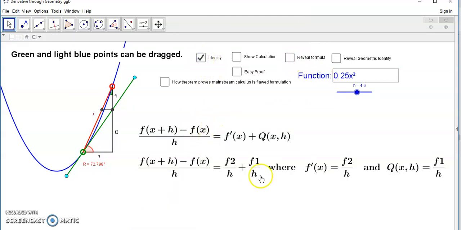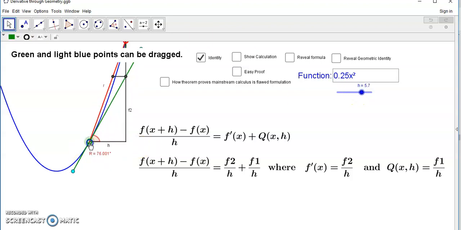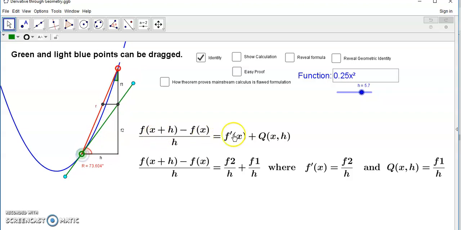So the identity simply states this, that the secant line slope is equal to the tangent line slope plus the difference. There's nothing complicated about that. And it doesn't matter what h you have or what x you have, this identity remains true, and q of x,h is constant. It doesn't change. You don't take limits or any of that other nonsense. And there's nothing inferred by this identity.